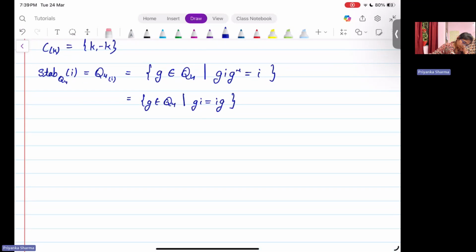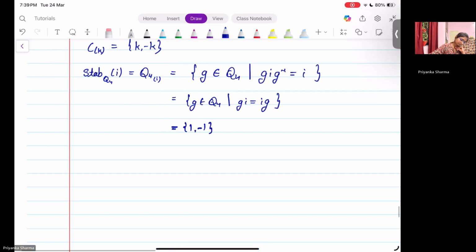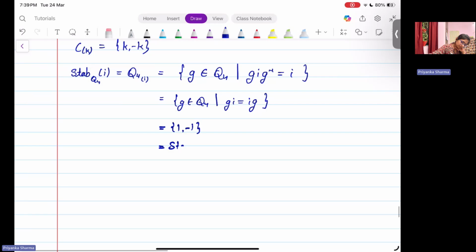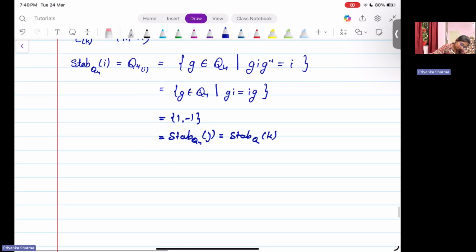So how many G will be there such that these two are the same? Obviously for G as 1 and minus 1, we will get this. So the stabilizer will have two elements, 1 and minus 1. Similarly, this will be the stabilizer in Q4 for J and for K, and likewise for minus I, minus J and minus K. So now come to the class equation.